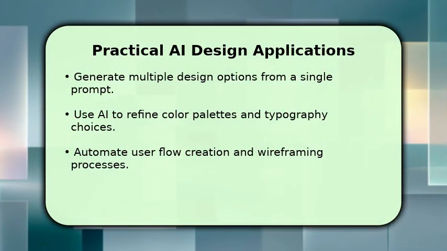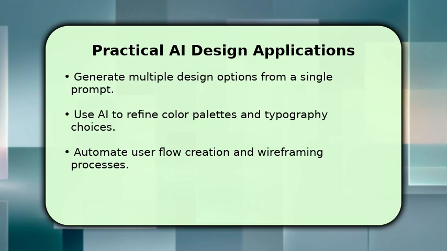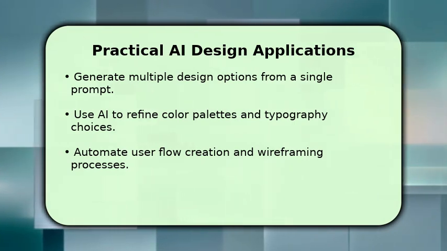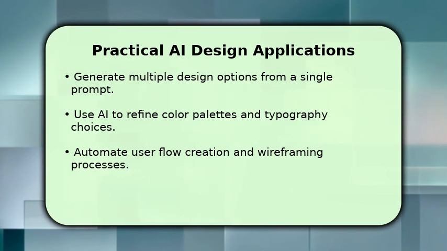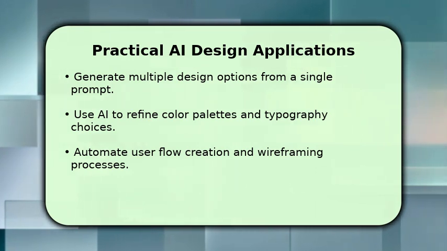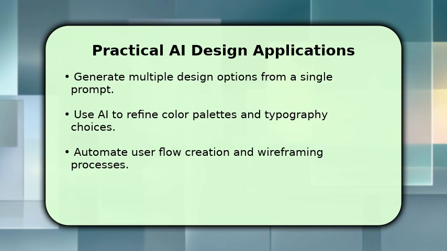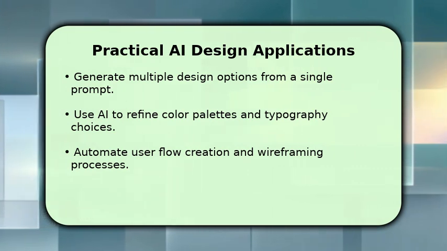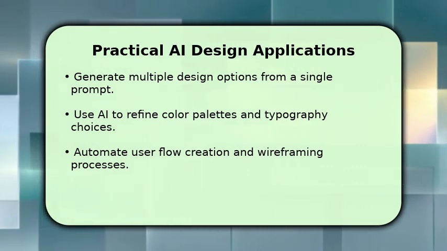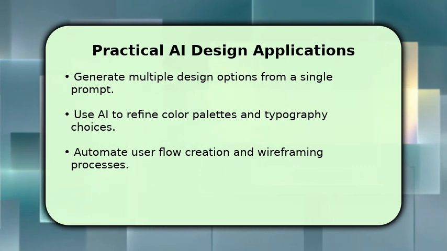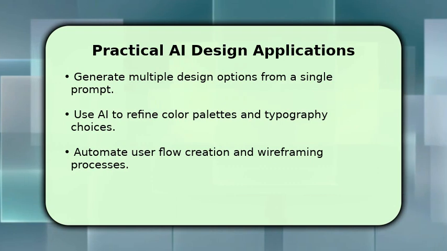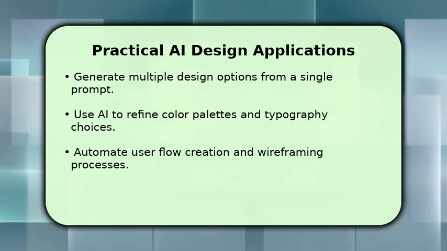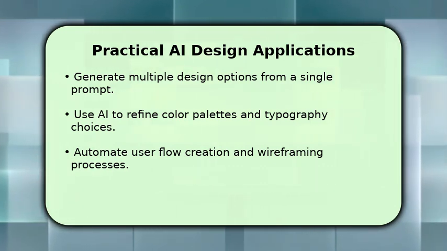AI in Figma offers many practical applications. You can generate 5 to 10 different layout variations for a single screen in moments, or quickly iterate on color schemes and font pairings. AI can also assist in creating detailed user flows and wireframes, saving hours of manual drawing. Furthermore, imagine instantly translating all your design text into 3 or 4 different languages for global audiences, ensuring broader accessibility.